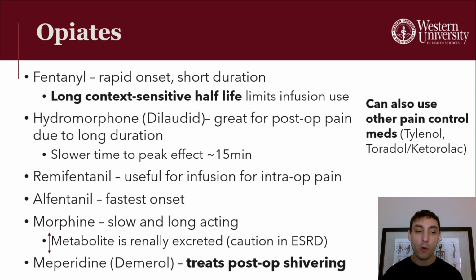Morphine, you probably won't see. Demerol, if you're going to see it, it's probably for post-op shivering. We don't know why this works, but it works really well. Also for morphine and Demerol or meperidine, their metabolite is renally excreted, so be careful in the end-stage renal disease patients. Just keep in mind for pain control, you can use things besides opiates. You want to try to limit your opiate use as much as possible, even though they work really well for pain control. So consider Tylenol or Toradol, which is ketorolac.